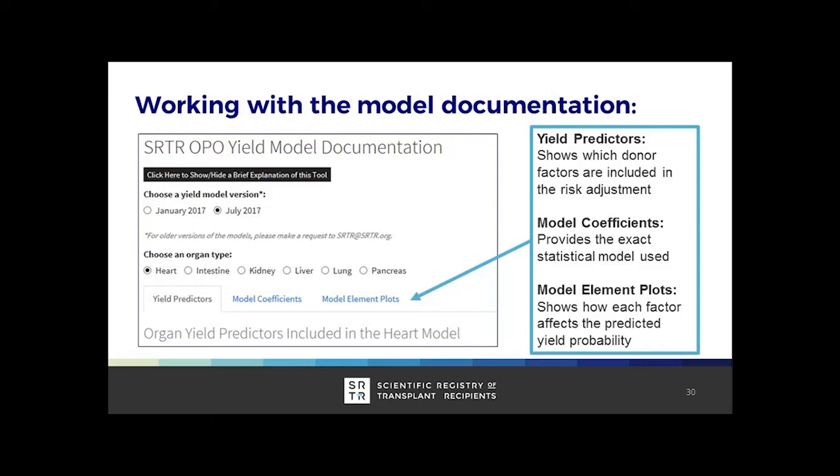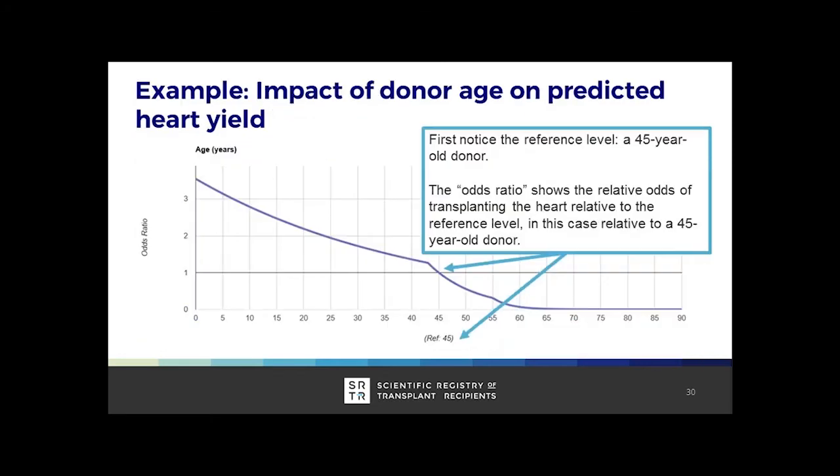The third tab here is labeled Model Element Plots. This is one I'm going to spend a bit of time on, and this is designed to show you how each factor affects the predicted yield probability. In other words, for the different levels of different variables that we take into account, which things are more likely or less likely to yield a liver if the donor has that characteristic. I'll spend a bit of time on that just to help you understand.